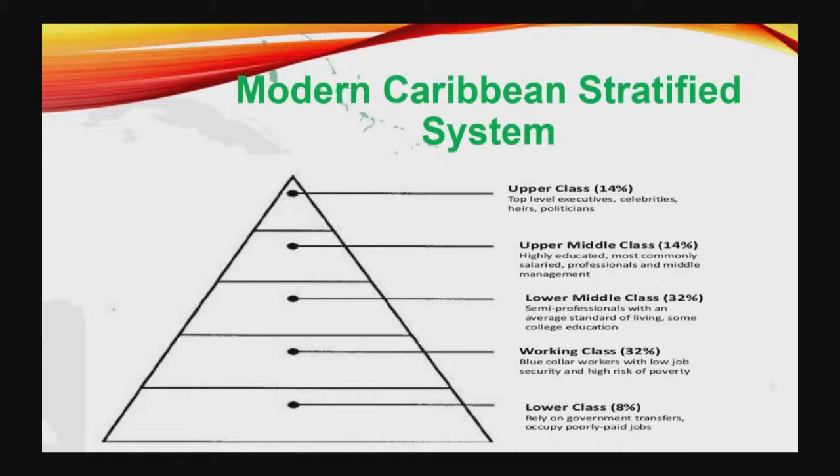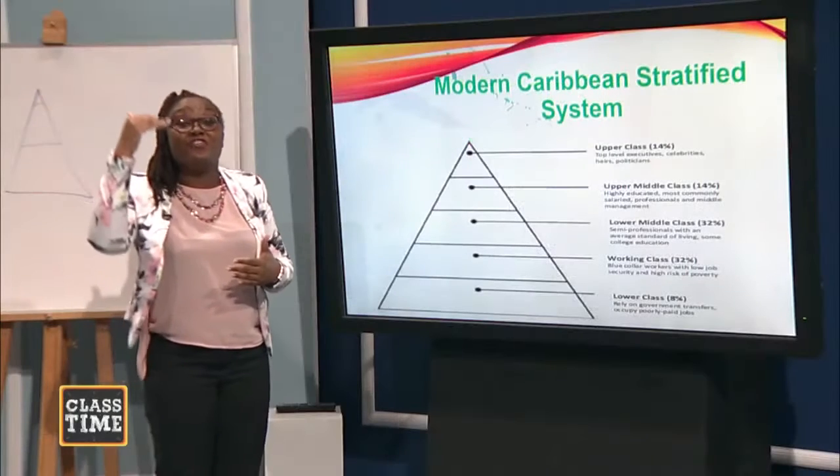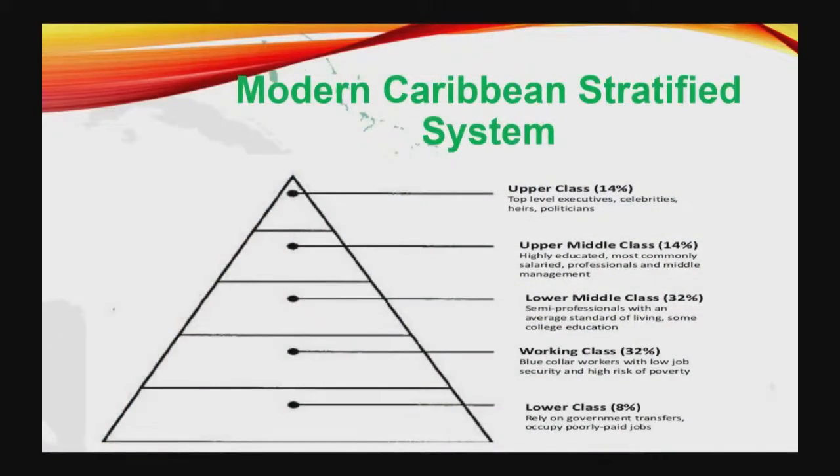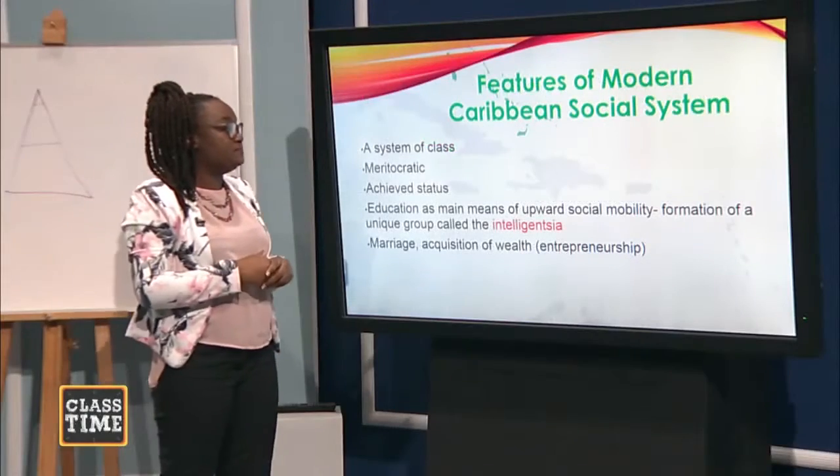So you have the lower class there, may not be 8% or the percentages you see exactly, but the general idea, lower class, working class. And you notice the difference between those two, lower middle class, upper middle class, and upper class. All right? And even within the upper class, you could have further layers and further divisions of that same society. Right? So we're seeing a modern stratified system.